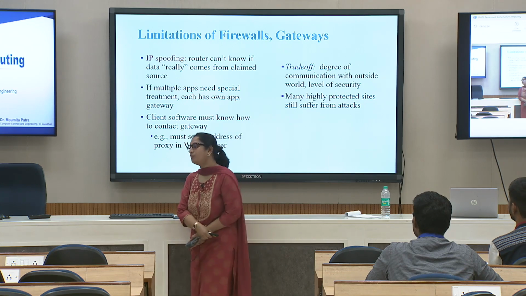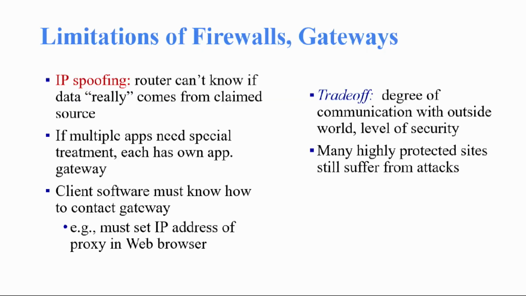One of the problems is that IP spoofing may be there. I may not be able to know whether the packet is actually from the source it is claiming, because I cannot check that when I am using a firewall. If you are using an application gateway, then for the different applications that are there, special treatment has to be given for each one of them, because you are looking at the application data also in case of an application gateway.